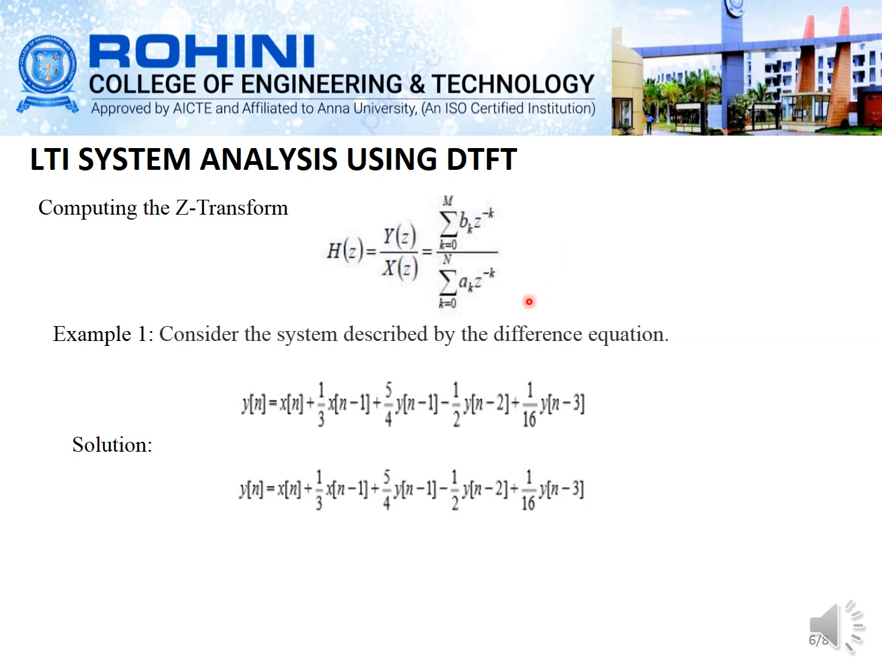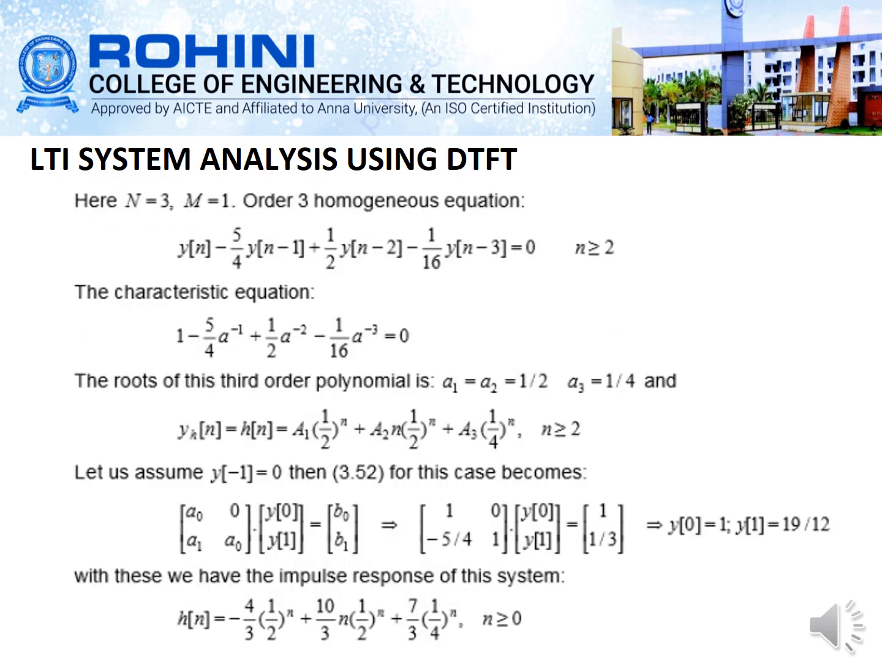Now we can see an example. Consider the system described by the given difference equation. We want to describe the system using the difference equation. Here we know that the order is N, therefore N equals 3 and M equals 1, so it is a third order difference equation.